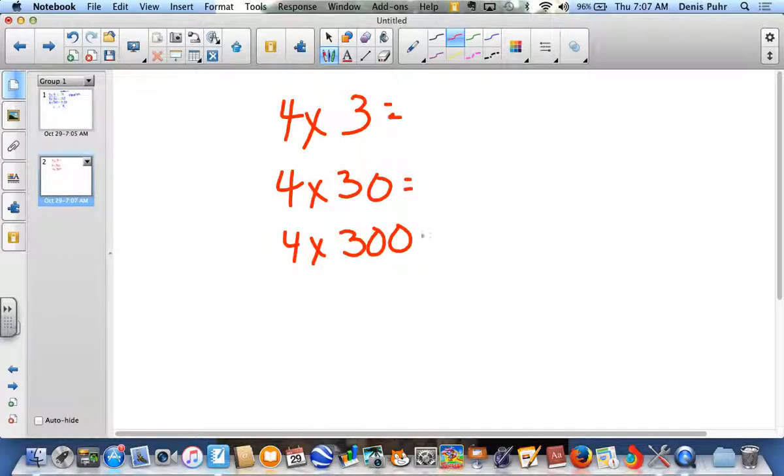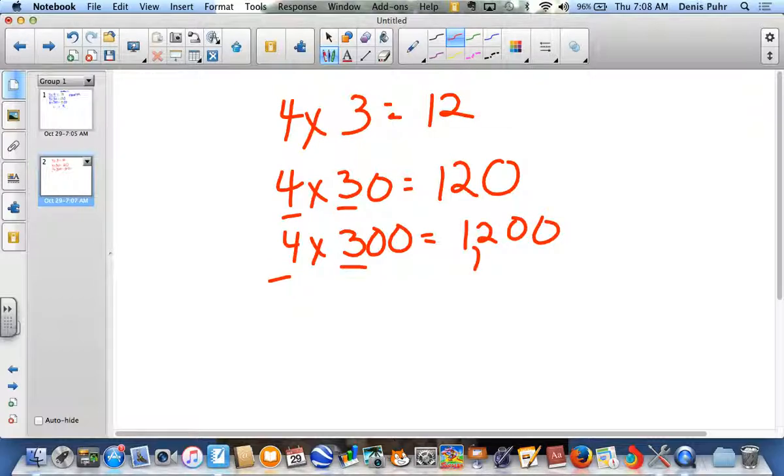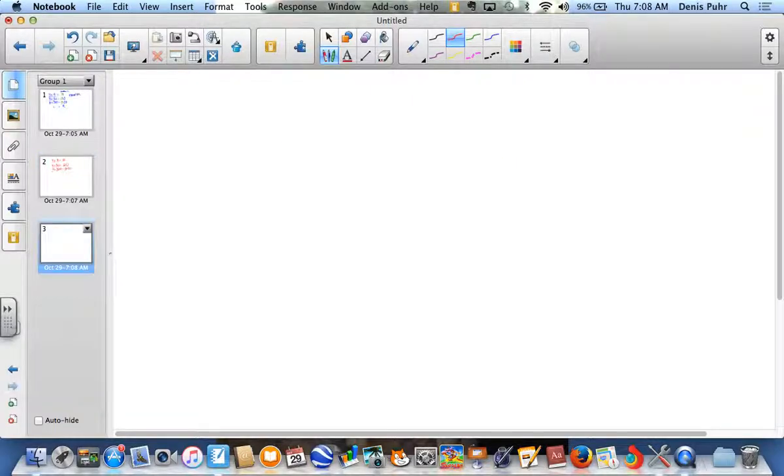Okay, let's try one or two more. Okay, click pause, try these equations. Welcome back. 4 times 3 is 12. Again, 4 times 3 is 12. Plus add that 0. 4 times 3 is 12. Add 2 zeros. 1,200.